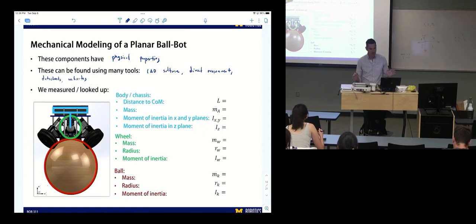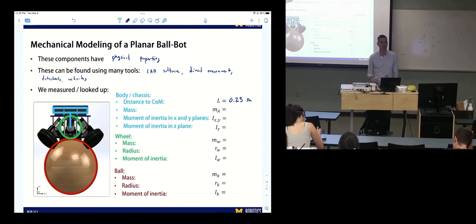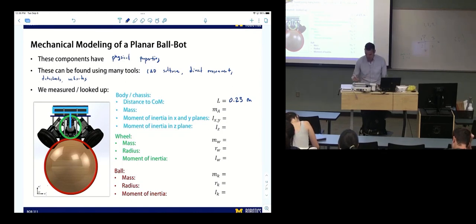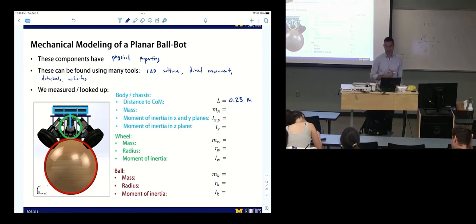Okay, so let's go through some of these. I'm going to list what we have used for these. These values may be a little bit different than the values that you have, but they'll be close. For modeling purposes, they'll be good. Our L is about 0.23 meters. That's the distance to the center of mass. We're talking about the body and chassis in blue, the wheel in green, and the ball in red. So L is 0.23 meters, the mass of the chassis.